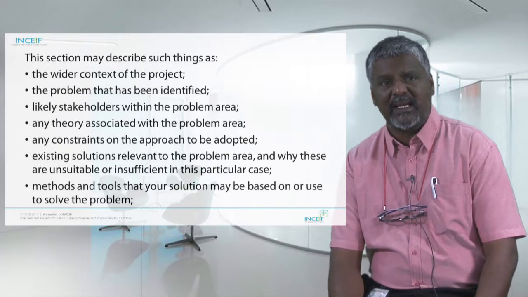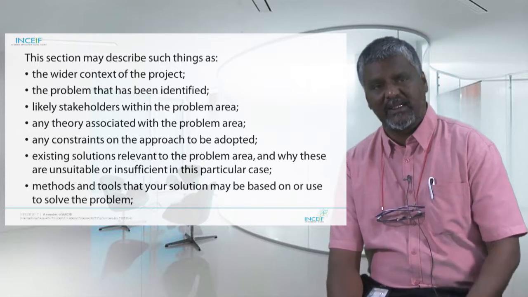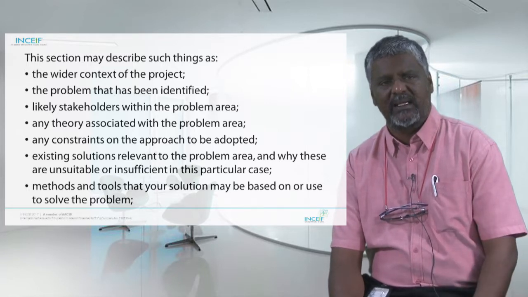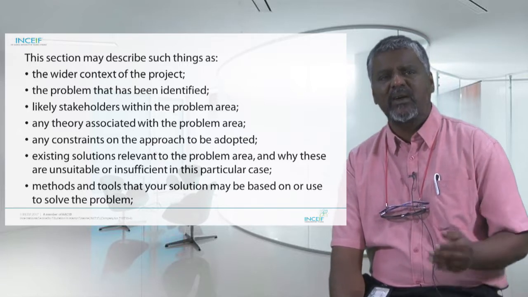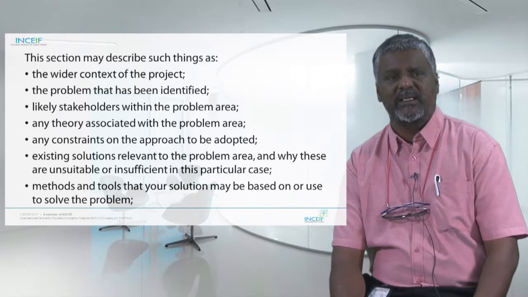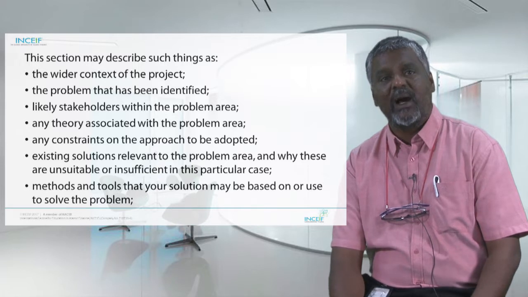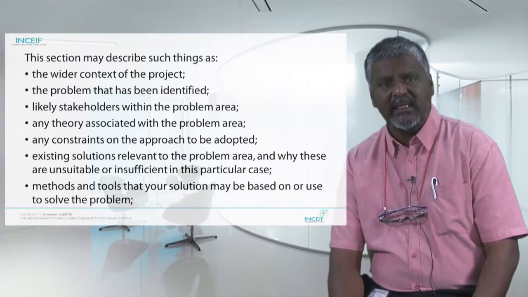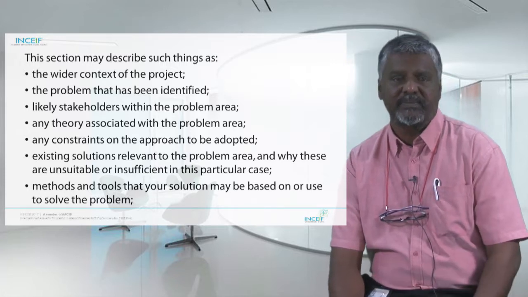The section may describe such things as the wider context of the project, the problem that has been identified, the likely stakeholders with the problem area, any theory associated with the problem area, any constraints on the approach to be adopted, existing solutions relevant to the problem area, and why these are unsuitable or insufficient in this particular case. Methods and tools that your solution may be based on or used to solve the problem.